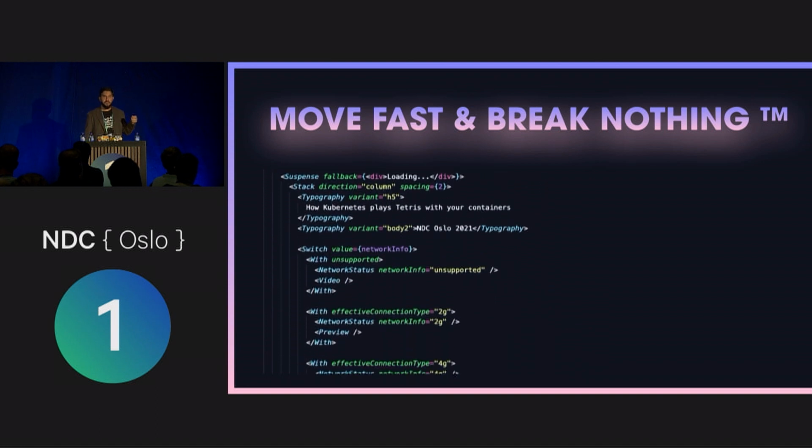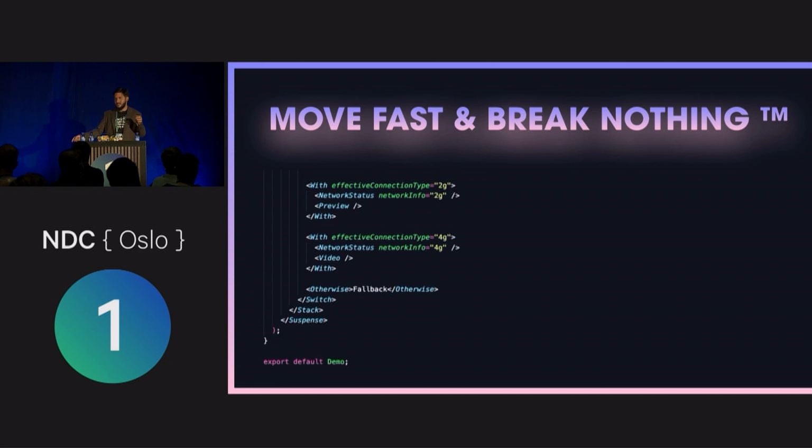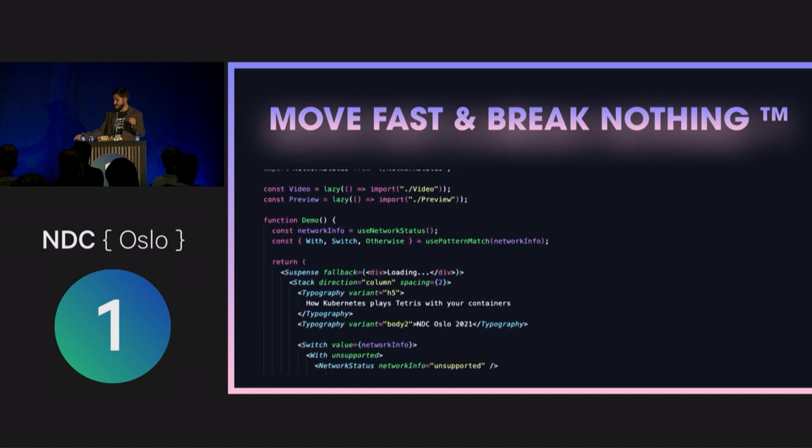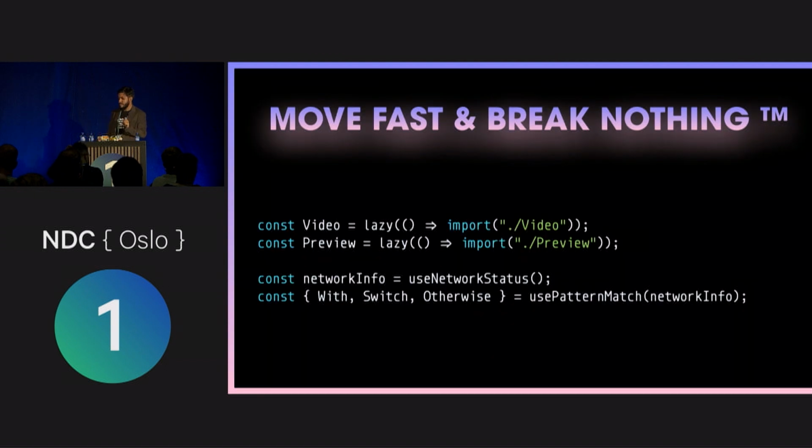We have Suspense wrapping that, and you will see that I'm using this with components and the match components. This is the key part. And why Suspense? Because I'm lazy loading these components, the video and the preview components. I'm using the library from Google I showed, useNetworkStatus. And then I have these three components: with, switch, and otherwise. And I'm pattern matching on top of the network info.